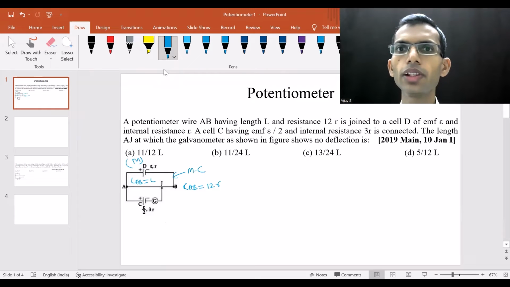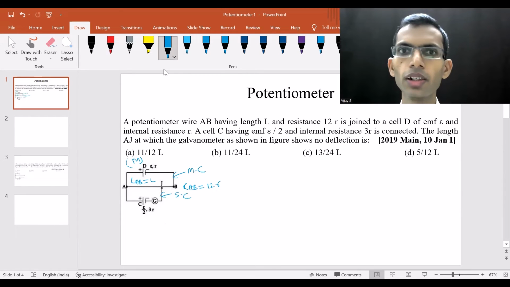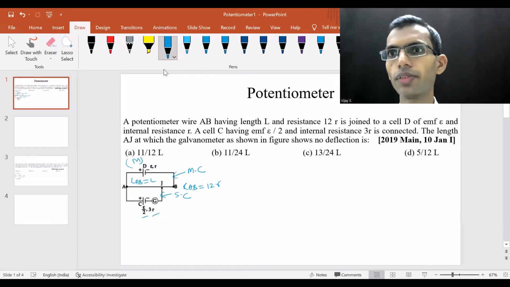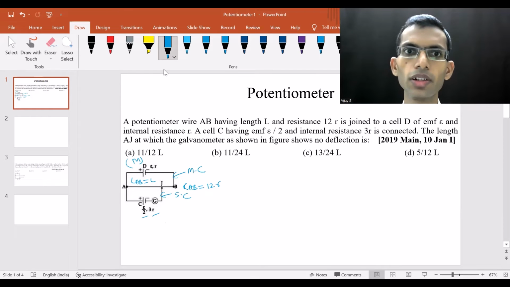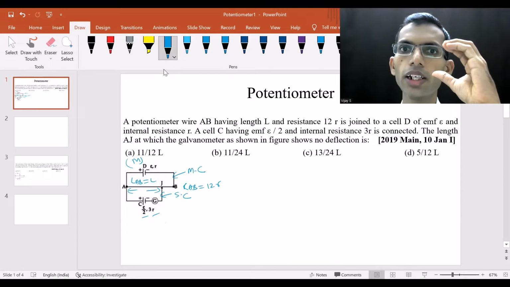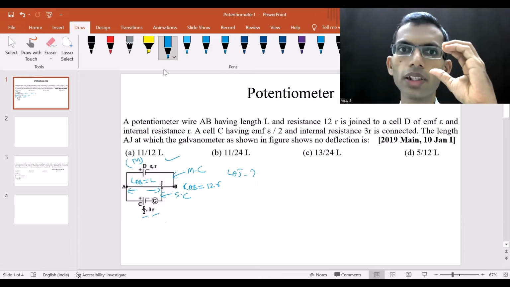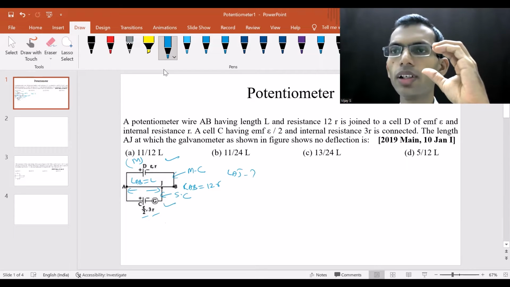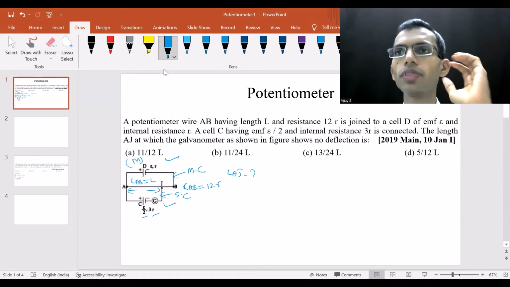A cell C having EMF E by 2 and internal resistance 3R is connected. Where is it connected? In the sub-circuit. Its cell EMF is E by 2, and internal resistance 3R. The length AJ at which the galvanometer, as shown in the figure, shows no deflection. He is asking us to find this length LAJ at which the galvanometer shows zero deflection. Here you can see he gave the main circuit parameters and sub-circuit parameters.